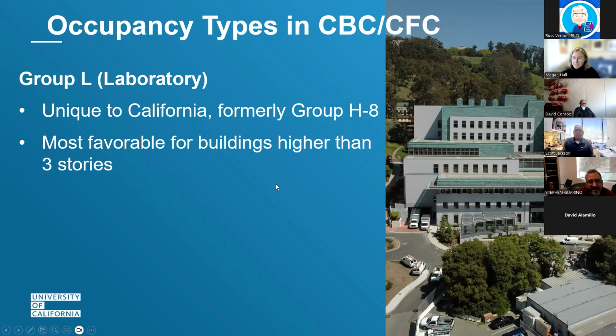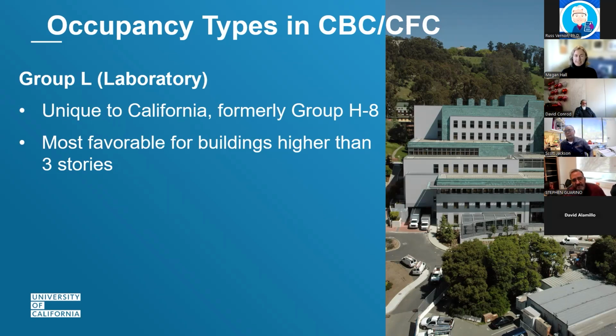Megan and Steve. Yeah. Just real quickly, it's super important to understand that this is a design choice and not a code requirement. That is correct. Just because you have a laboratory space, it's not automatically a Group L occupancy.